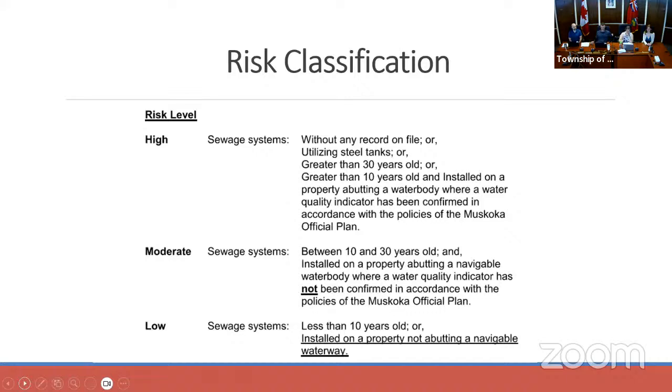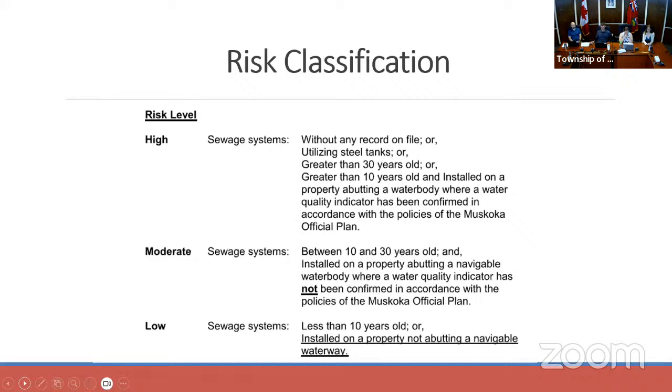Now that we know a bit about a phase 1 inspection in comparison to a phase 2 inspection, it is appropriate to quickly go over that risk classification criteria that you are now seeing on the screen. This criteria comes directly from the township's sewage system maintenance inspection policy. If you're joining us today, either in person or on Zoom, there is a very good chance that you received notification that your sewage system has been deemed high risk and requires a phase 2 inspection.